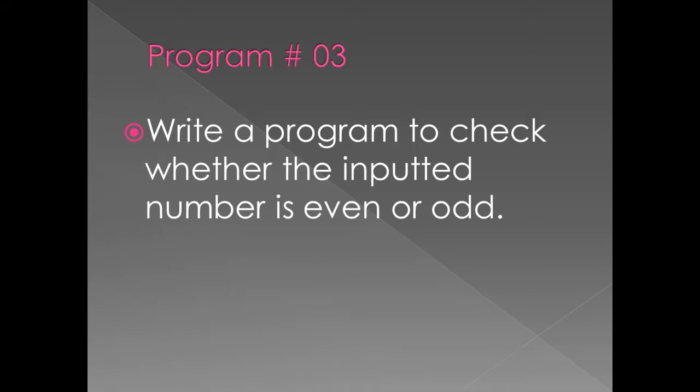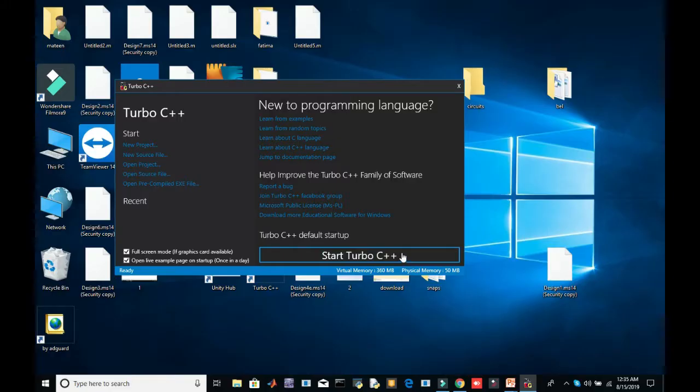Even number वो होते हैं जो हमारे 2 से divisible होते हैं और odd number वो होते हैं जो हमारे पास 2 से divisible नहीं होते. So let's code a program that check whether the inputted number is even or not. First of all, we need to open our Turbo C++.